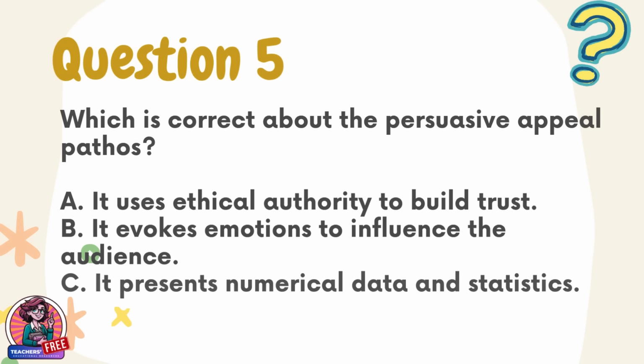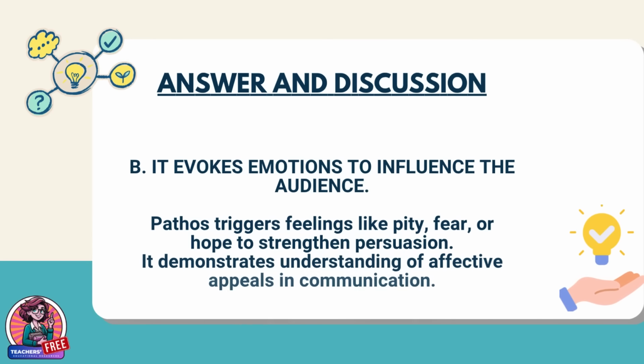Question 5. Which is correct about the persuasive appeal pathos? A. It uses ethical authority to build trust. B. It evokes emotions to influence the audience. C. It presents numerical data and statistics. Answer. B. It evokes emotions to influence the audience. Pathos triggers feelings like pity, fear, or hope to strengthen persuasion. It demonstrates understanding of effective appeals in communication.